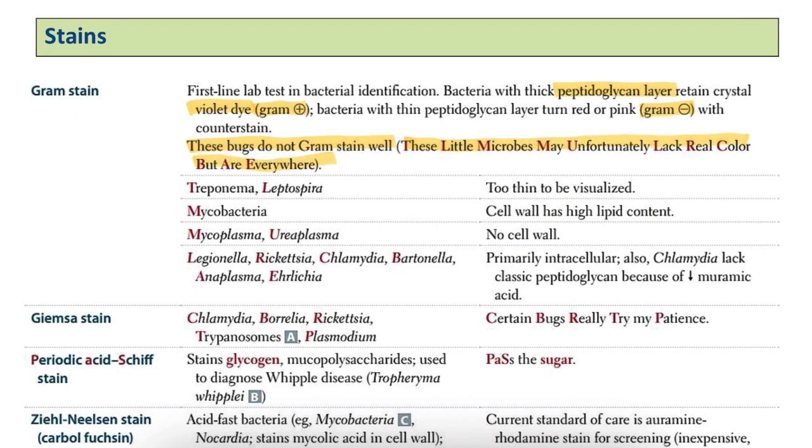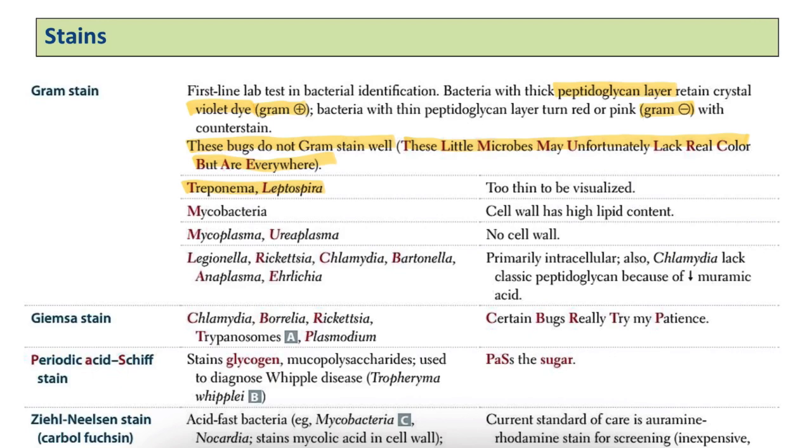The first ones are Treponema and Leptospira. These have a layer that is too thin. Next, Mycobacteria, which have a high lipid cell wall. Next, Mycoplasma and Ureaplasma, which have no cell wall. Next, Legionella, which is intracellular. Rickettsia is also intracellular.